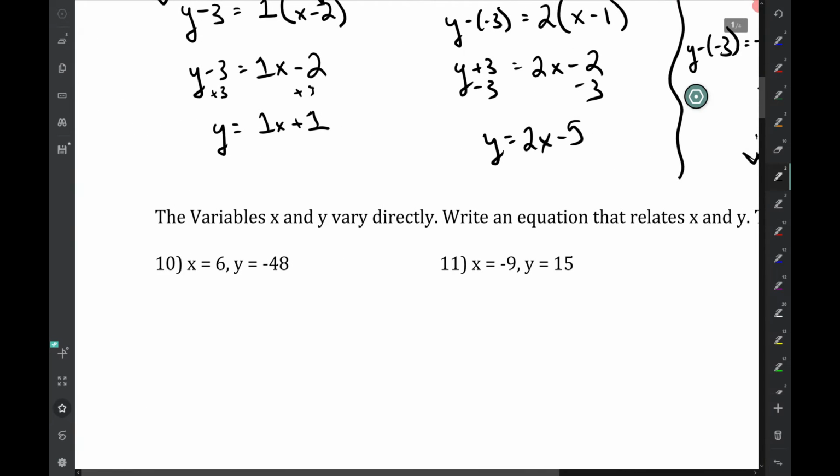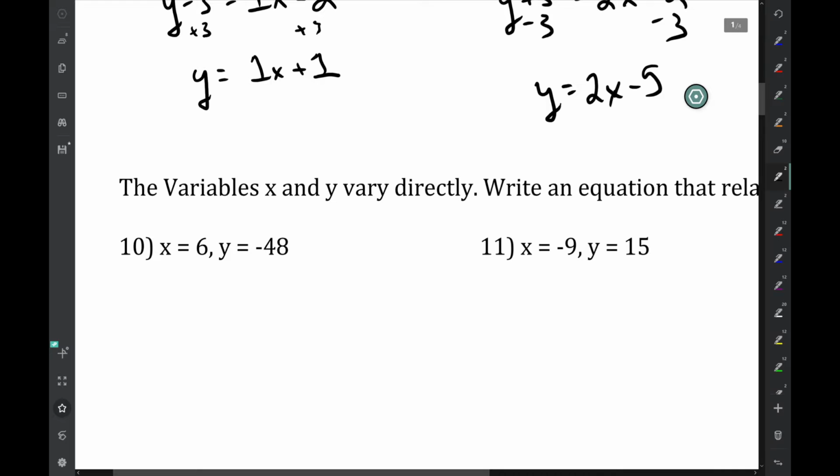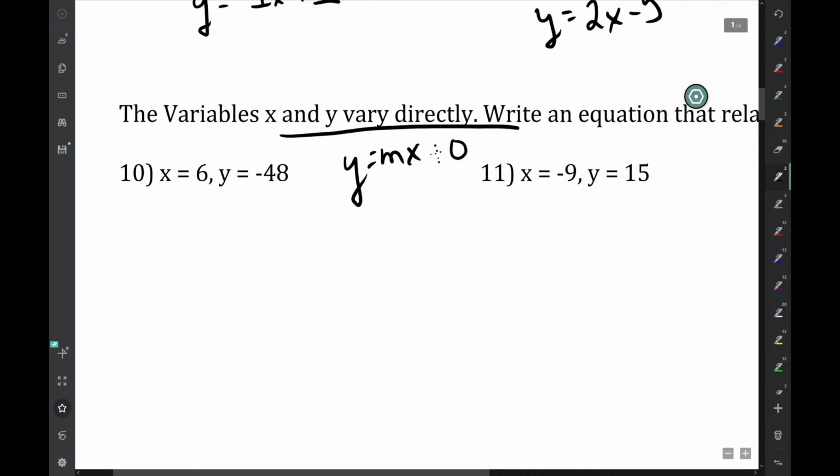Direct variation. If I tell you that they vary directly, the key thing is we're looking for the equation y equals mx. Varies directly means the y-intercept is 0. Okay, so it's really easy actually. I want an equation. This is what I want for them. Well, we just plug everything in. We don't know the slope, so that's what we're going to find.